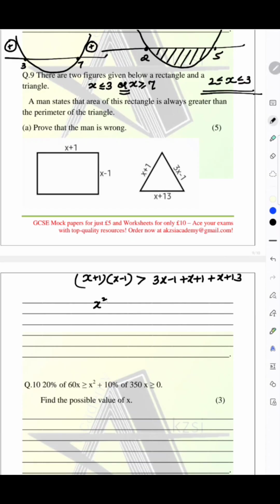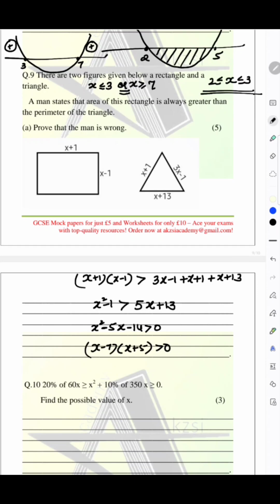x squared minus 1 greater than, adding all of them, 3x plus x will give me 5x, and this will be plus 13. Now bringing all to the one side, it will be x squared minus 5x minus 14 greater than 0. Now two numbers whose sum is negative 5 and product is negative 14 are clearly negative 7 and positive 2. So x minus 7 times x plus 2 greater than 0.